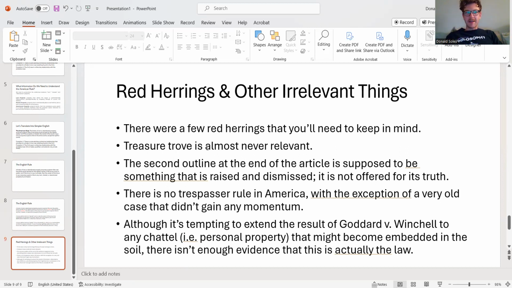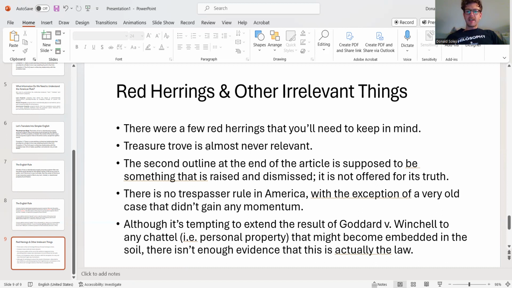This idea comes from a very old case in Massachusetts in which somebody actually was denied title to property that they found on the basis of their trespassing on the place where they discovered the item. But that was a very old case, and it doesn't seem to have gained any momentum in American law, and nobody appeals to it as case law today in their reasoning. And so don't be misled by the trespasser rule. There is no such thing in America.